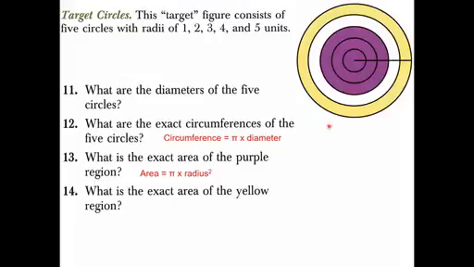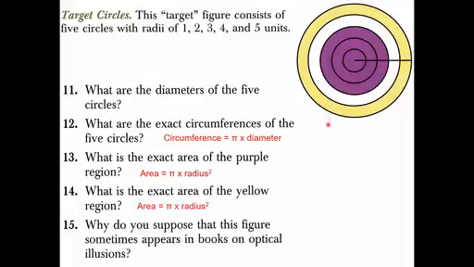This one's a little trickier. The exact area of the yellow region. Now, why can't you just use pi r squared? Well, none of this part in the middle is yellow. So how are you going to figure out the area of just this circle? That'll take you a little bit there. Again, you're going to use area as pi times radius squared, but you're going to need to do a little bit more than that. And then finally, why do you suppose this is in a book on optical illusions? May not make sense until you figure out the answers to 13 and 14.